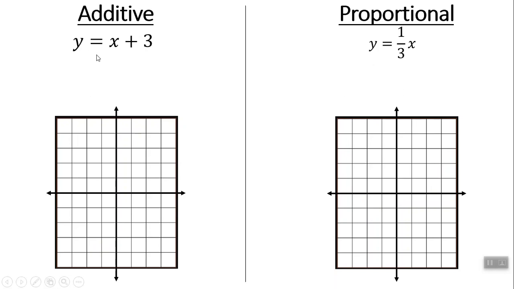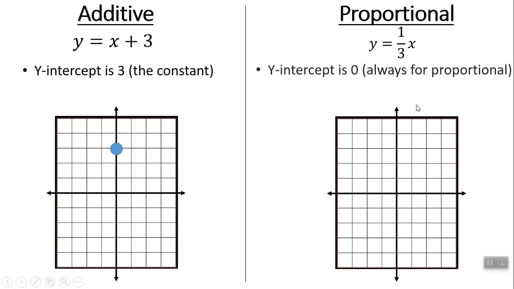You've got an additive on the left, proportional on the right. This time on the additive side, we've got a constant of 3, so the y-intercept is 3. You mark that y-intercept. Over here on the right, that 1/3 is not a constant, it's a coefficient, so it has a constant of 0. You can think of this as 1/3 x plus 0. The y-intercept is 0. And then over on the left side, the slope is 1 over 1. You could think of that as 1x. Up 1, right 1, and so on.